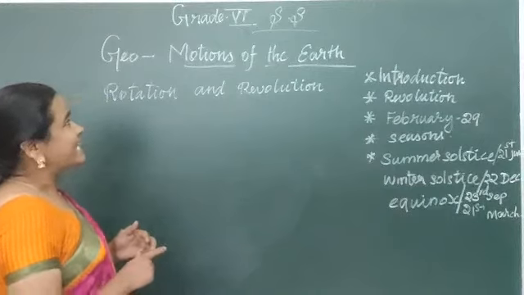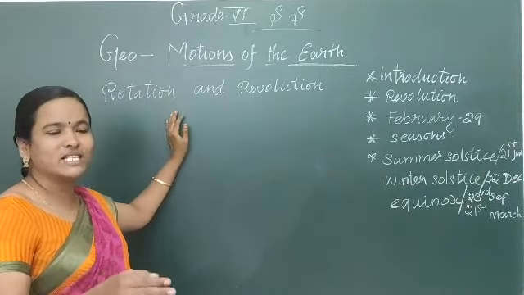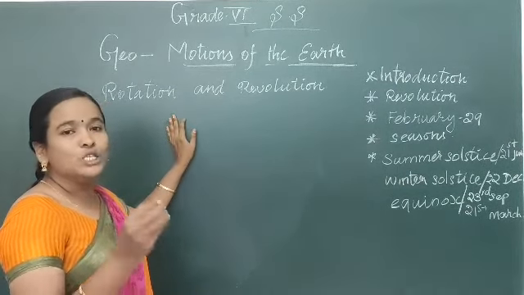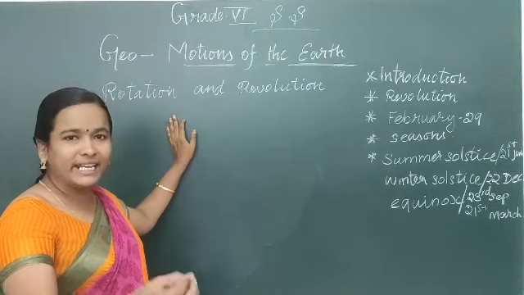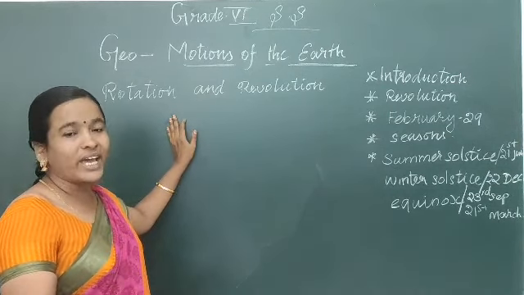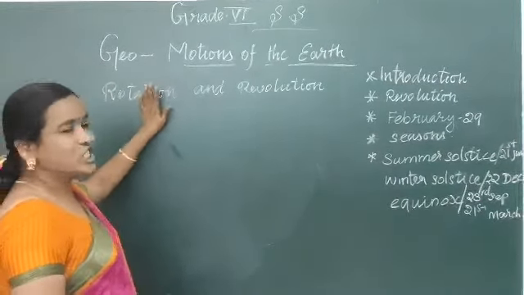Children, 6th standard social science. Till 5th standard you have studied social science as a single subject. But now the subject is expanding into history, geography and civics. So in these 3 divisions, today we are going to see geography. That too, the 3rd chapter.